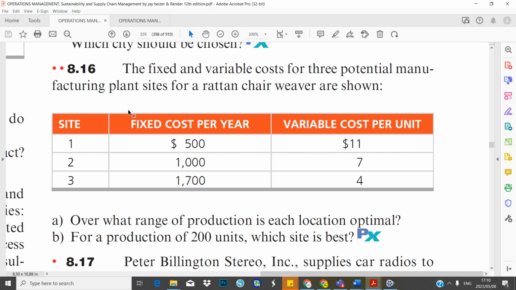Now they've given us 3 sites. They didn't give us names, but we have site number 1, site number 2, and site number 3. The perspective is if I go with site number 1, I have to pay approximately 500.